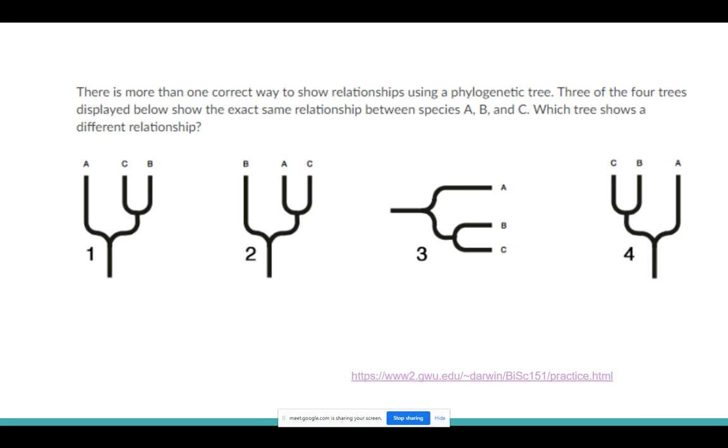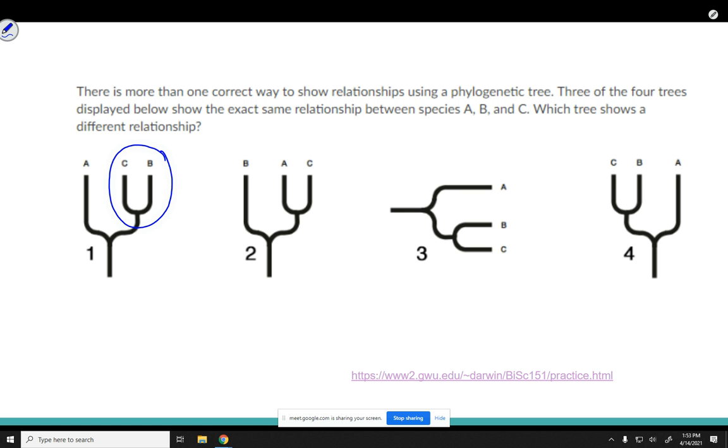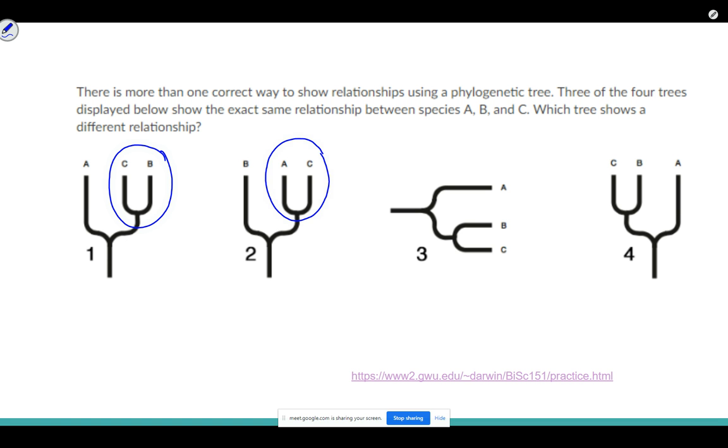Which one's actually different? Number 2. The easiest way is to look at the sister taxa, the ones that are most closely related. Here, C and B are most closely related, but here, A and C are most closely related, so that's actually a different arrangement. These two also have B and C. So this is the one that is different. Again, it doesn't matter if you turn the tree on its side. If you rotate and kind of swap the position, those are all the same tree. But if you actually rearrange species, then it's showing different evolutionary relationships.